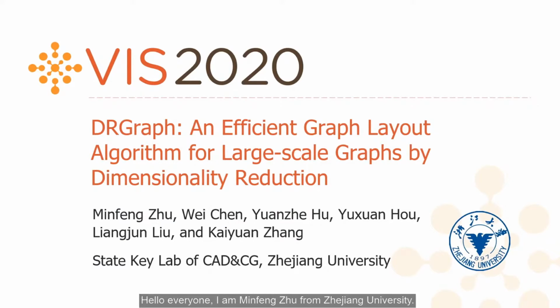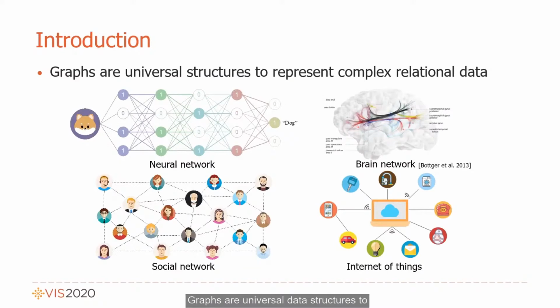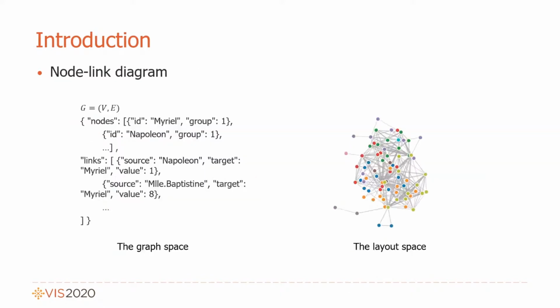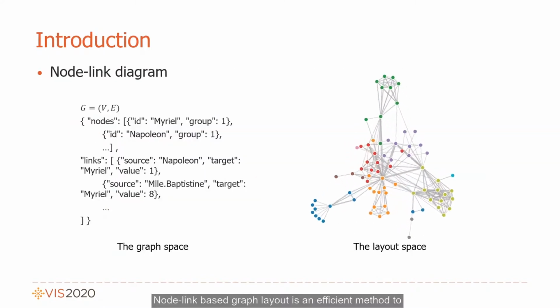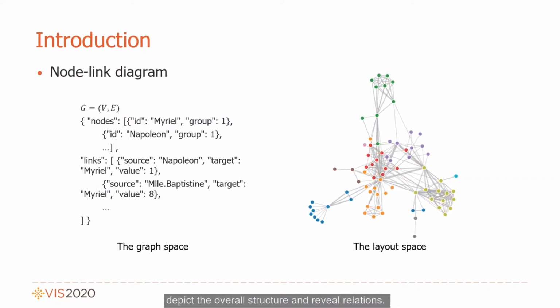Hello everyone, I'm Minfeng Zhu from Zhejiang University. It's my honor today to talk about how to visualize large-scale graphs efficiently. Graphs are universal data structures to present complex relational data in multiple domains, such as deep learning, social networks, and Internet of Things. Node-link-based graph layout is an efficient method to depict the overall structure and reveal relations.